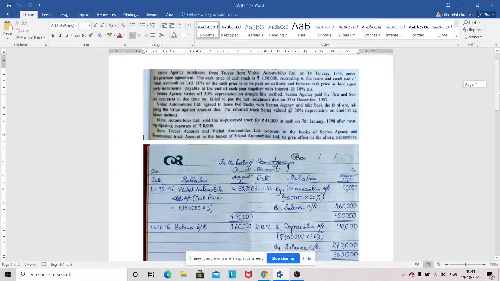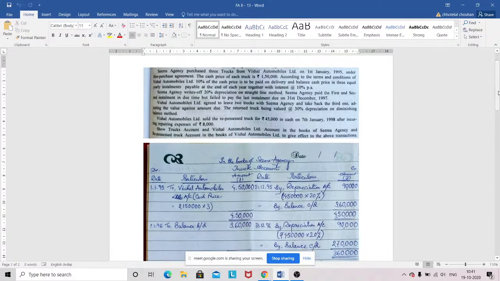Okay, now just see, first read out the sum. Seema Agency purchased 3 trucks from Vishal Automobile Limited on 1st January 1995 under hire purchase agreement. So the 3 trucks have been purchased, and Seema Agency is the hire purchaser, Vishal Automobile Limited is the hire vendor. The cash price of each truck is 1,50,000. So the cash price is given, 1,50,000 each.